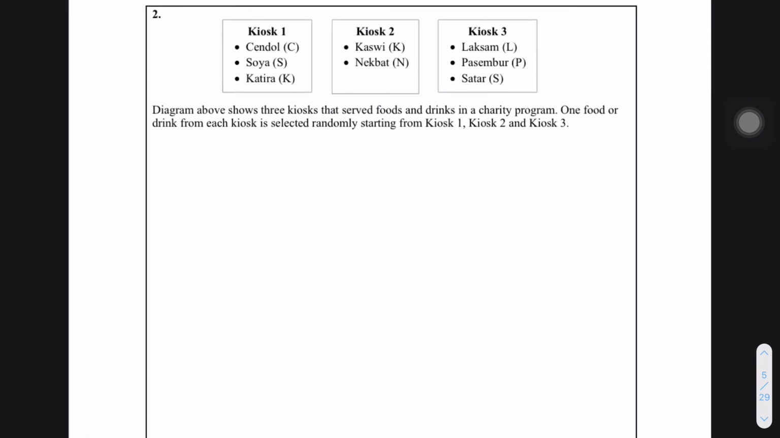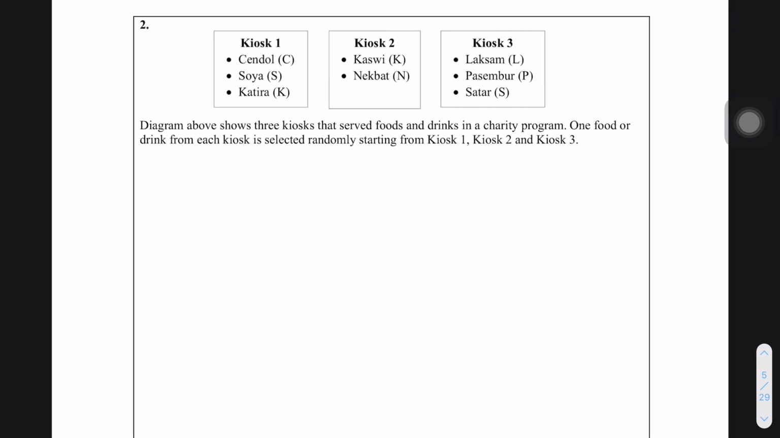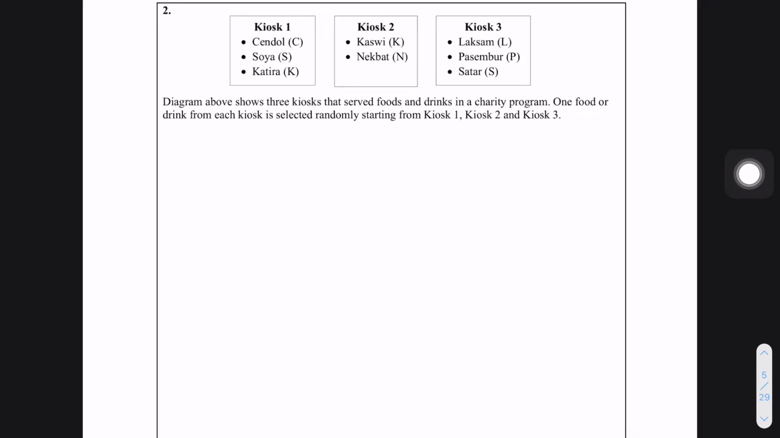Okay, next. Number 2. The diagram above shows 3 kiosks that serve food and drinks in a charity program. One food or drink from each kiosk is selected randomly starting from kiosk 1, kiosk 2 and kiosk 3. So how do we do this?